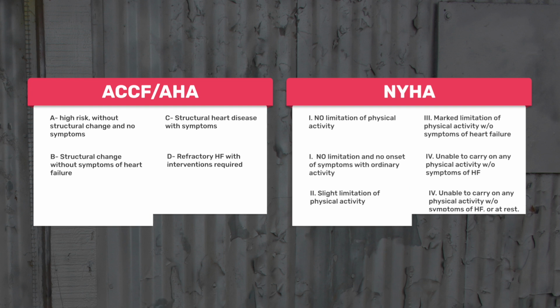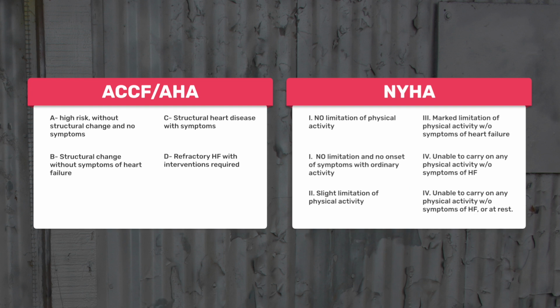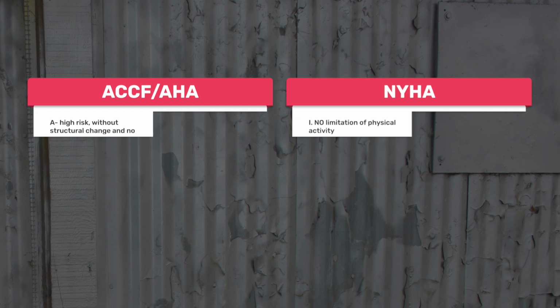To classify the stage of heart failure, there are two categories most healthcare providers utilize, which are the American College of Cardiology Foundation, ACCF, or American Heart Association, that uses an ABCD grading criteria. For example, letter A listed as those patients at high risk for heart failure but without structural heart disease to severe, with letter D listed as refractory heart failure requiring interventions. And your New York Heart Association uses grading criteria from stage 1 with no limitations of physical activity to stage 4, which is unable to carry on any physical activity.